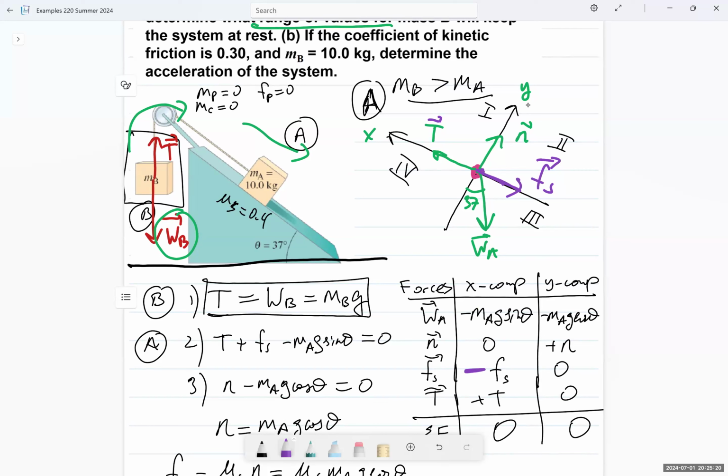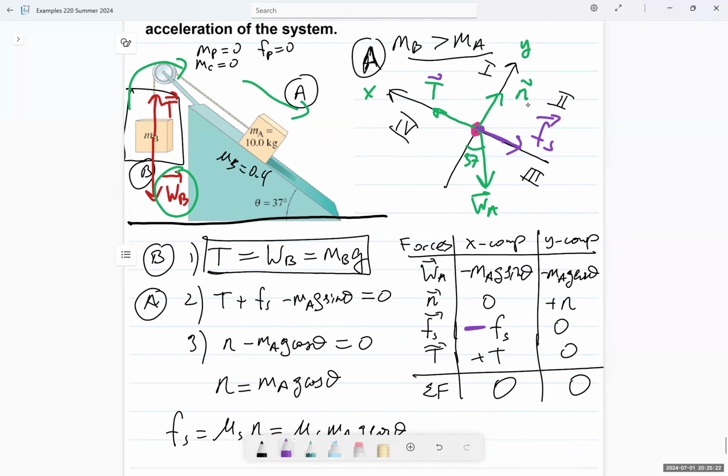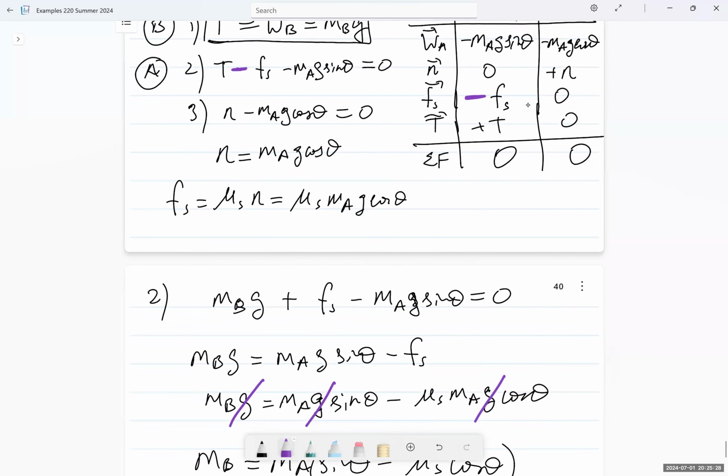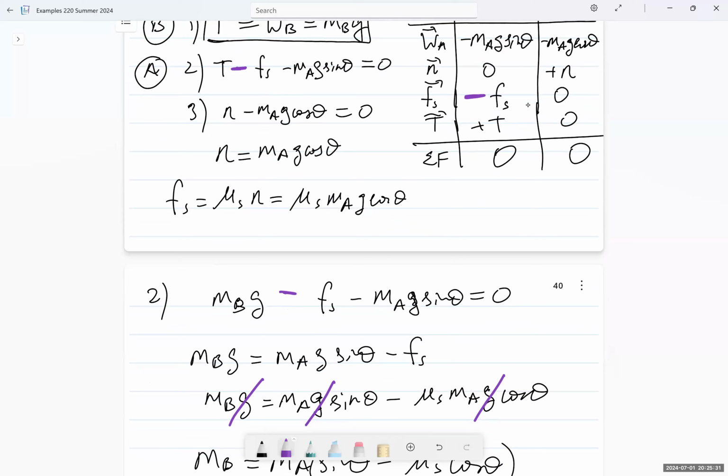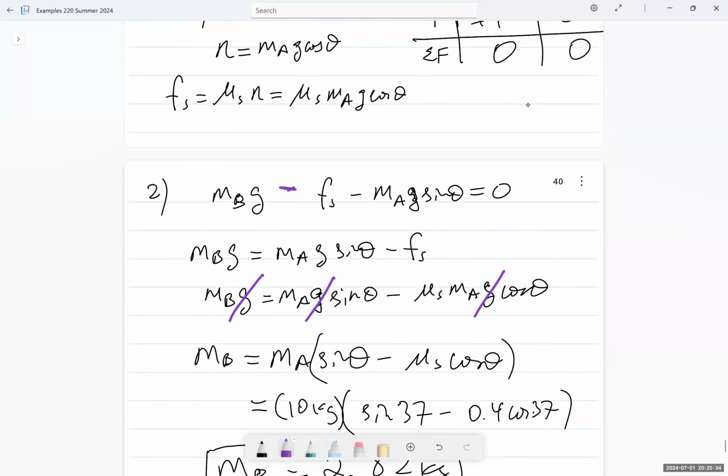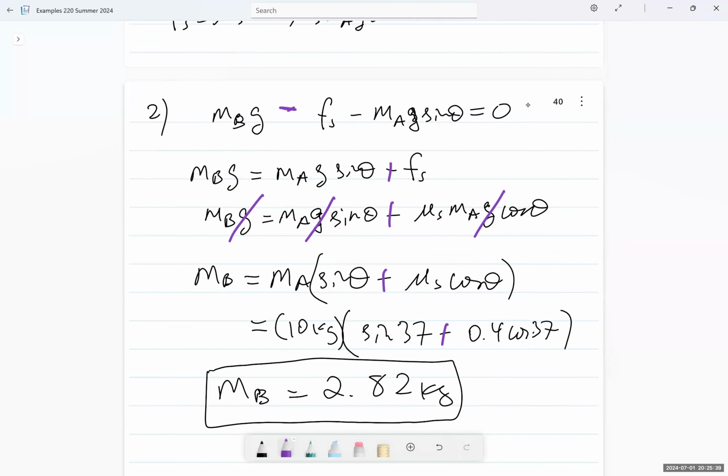Okay, so everything else is the same. Again, this is now negative. So if we come back here, change everything around, this will be negative. If you move it to the other side, it will be positive, positive, and positive, like this. So all we have to change here is just add those two terms together inside the parentheses. So 10 times sine of 37 plus 0.4 times cosine of 37. And I'm going to get 9.2 kilograms.